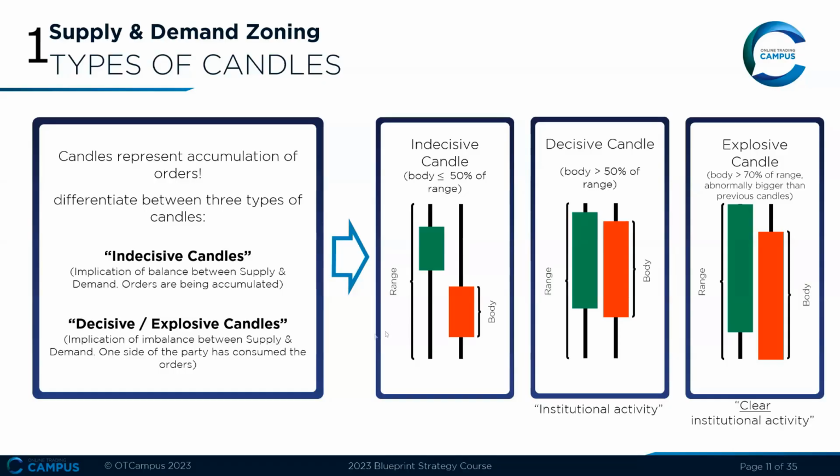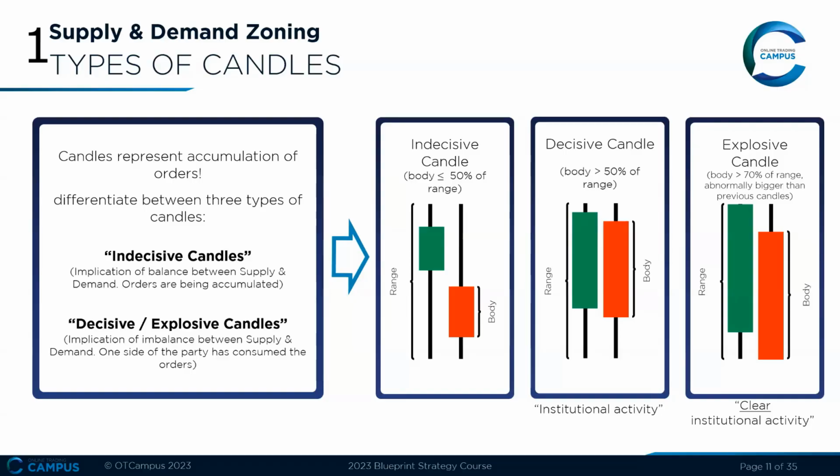Now, indecisive candles would imply that there is a balance between the willing sellers and the willing buyers, right? It would indicate that there is a balance between supply and demand, and orders are being accumulated at the moment. There's a balanced state of price at the moment. Neither the buyers nor the sellers are in control because the market is not really going anywhere. Sure, there may be long wicks, but at the end of the day, if you look at the close versus the open, they're very, very close to one another.